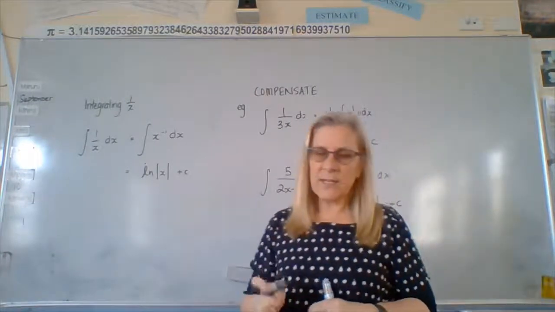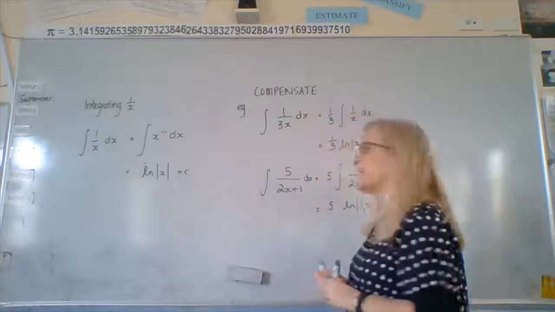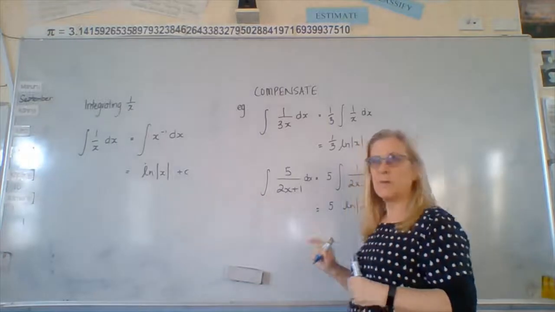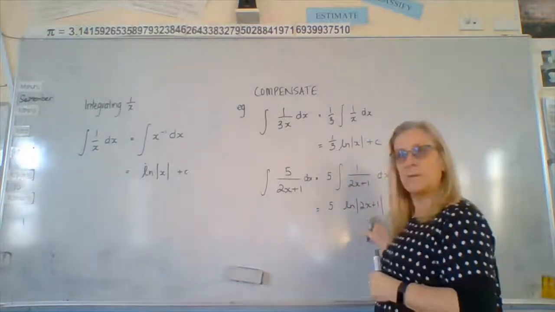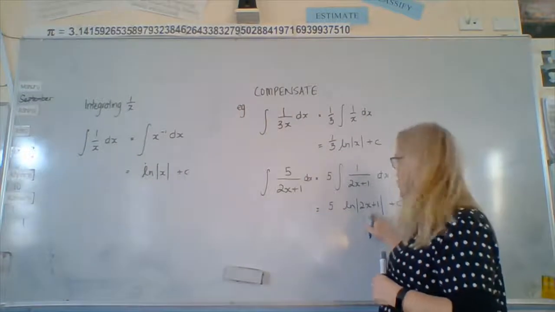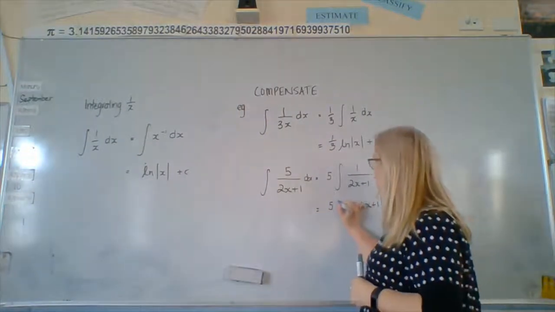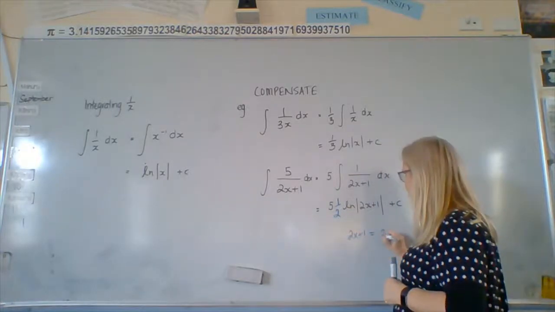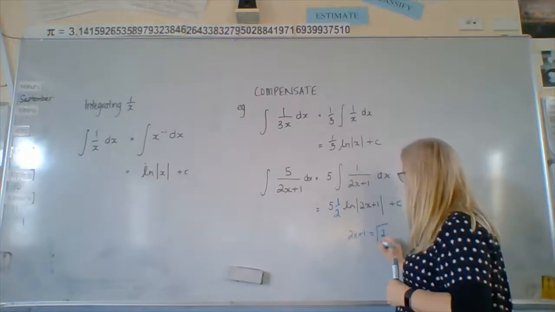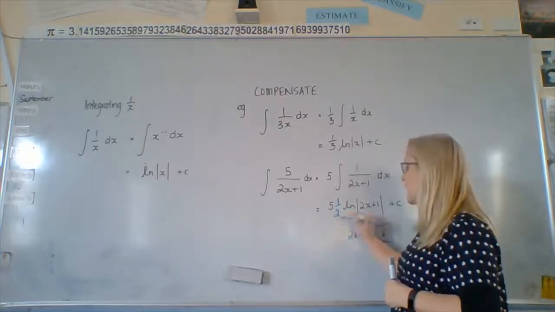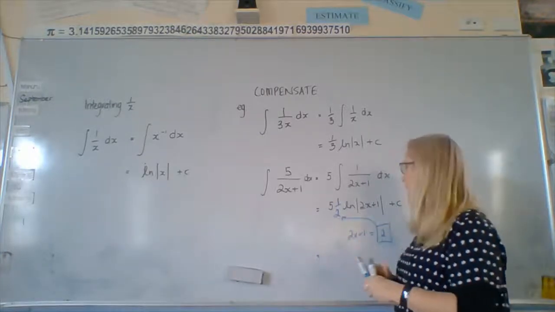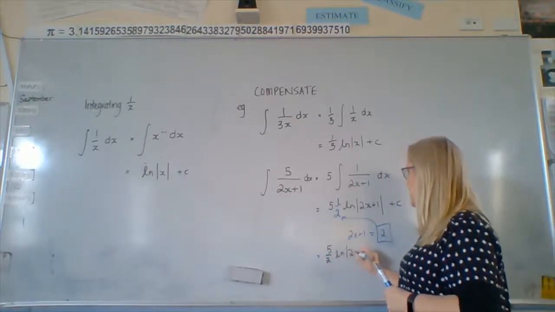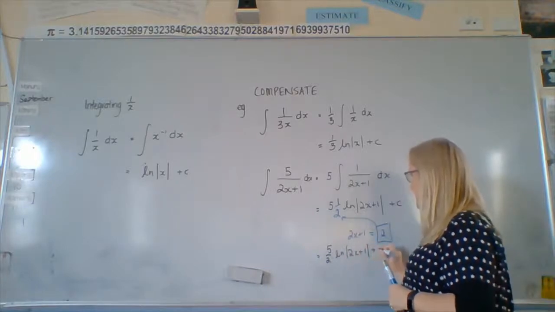But we also need to compensate. So in compensating, what we are doing is saying, what would this differentiate to? 2. So therefore 2 is our compensation. 2x plus 1 differentiates to 2, so that's what we're compensating by, and it goes as a divisor. So therefore our answer is 5 over 2 ln of 2x plus 1 plus c.